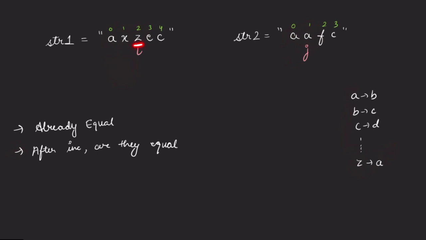Let's increment Z to the next character. Next character would be A. So now is A equal to A? Yes, it is. So that means we can move both I and J forward. So now I will come here and J will come here.